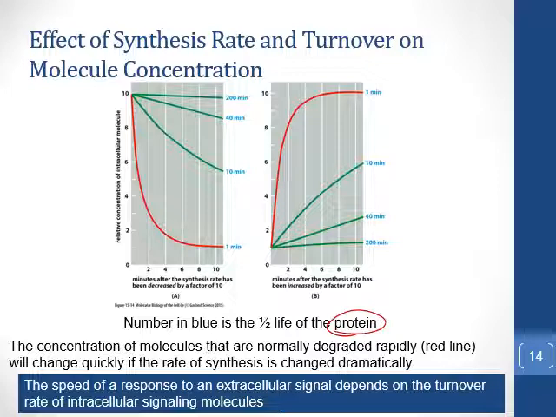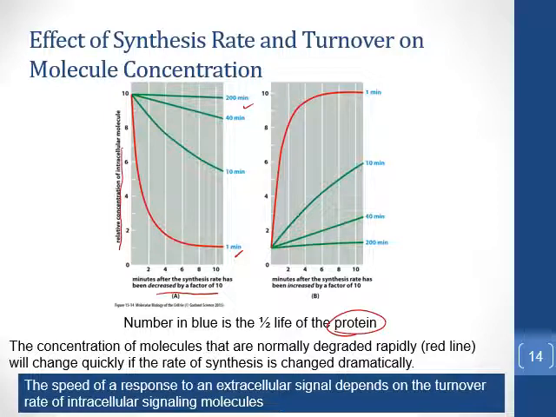So over here on the left, we've got 5 different, let's say, proteins with different half-lives, ranging from 200 minutes down to 1 minute. On the x-axis, you have minutes after the synthesis rate of the protein has been decreased by a factor of 10. And over here, you have the relative concentration of that molecule.